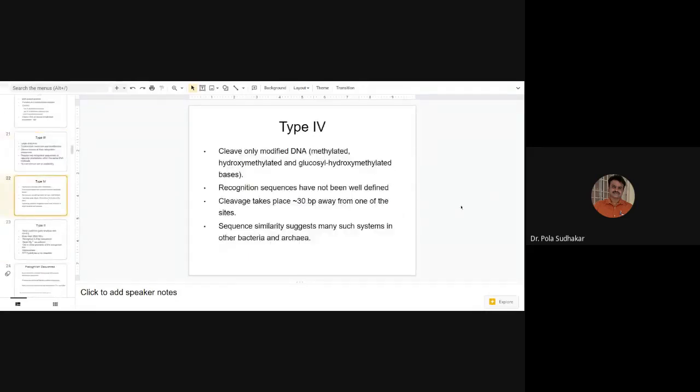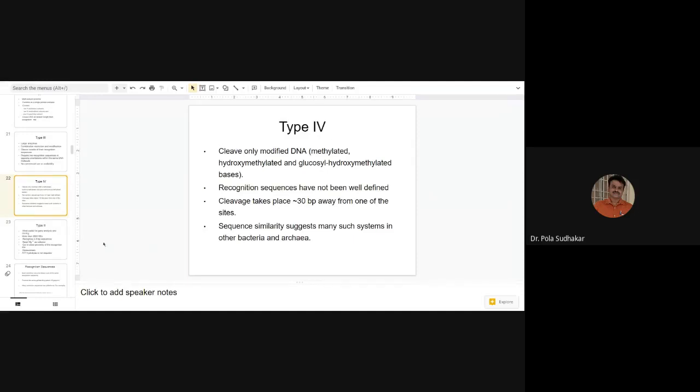And type 4 enzymes cleave only modified DNA, so either methylated, hydroxymethylated, or glucosyl hydroxymethylated bases only. Recognition sequences have not been well defined. Cleavage takes place nearly 30 base pairs away from one of the sites. Sequence similarity suggests many such systems in other bacteria and archaea. These are the properties of type 4 restriction enzymes.